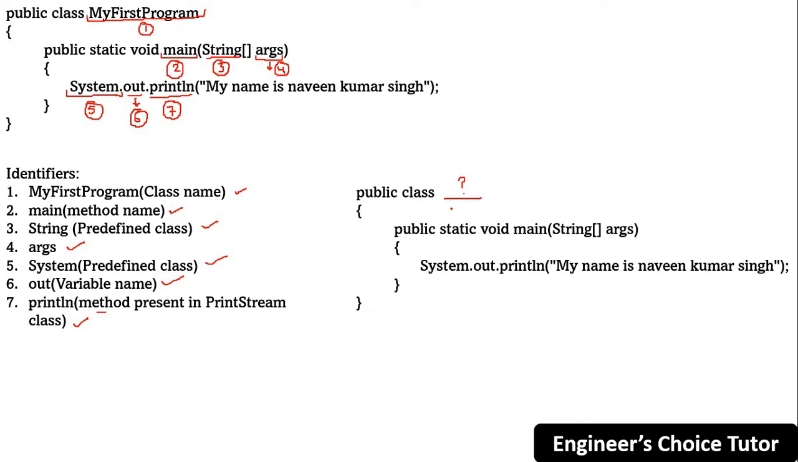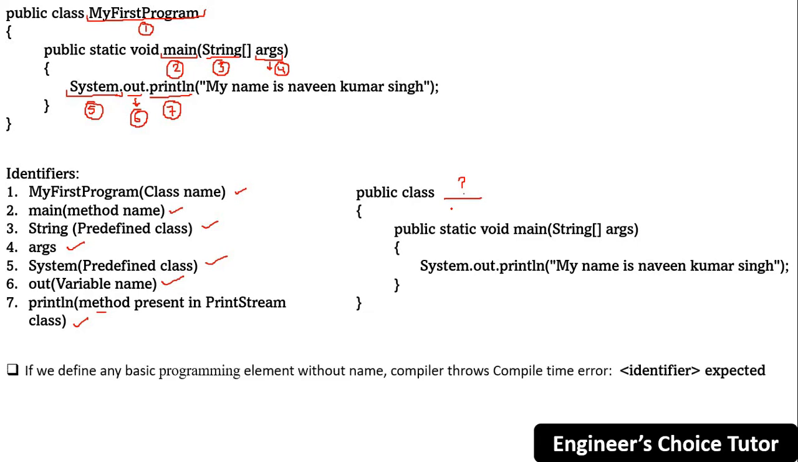That is, identifier expected. Identifier expected. You want to see this? Let me show you this first. For doing this type of practicals, normally write the code in the notepad and run it using the Java commands, right? That is the perfect way. So let's see.